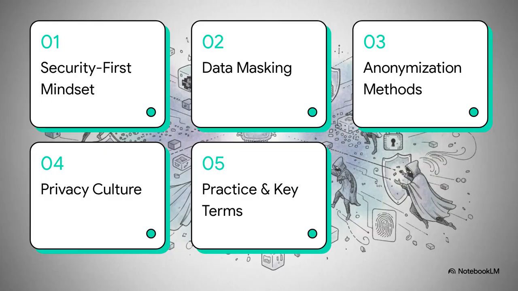So, here's our game plan. We're going to start with the right mindset, because that's where it all begins. Then we'll jump into 2 powerful techniques, data masking and anonymization. After that, we'll talk about the people side of things, building a real privacy culture. And we'll wrap it all up with a little practice and some key terms. Sound good? Let's dive in.